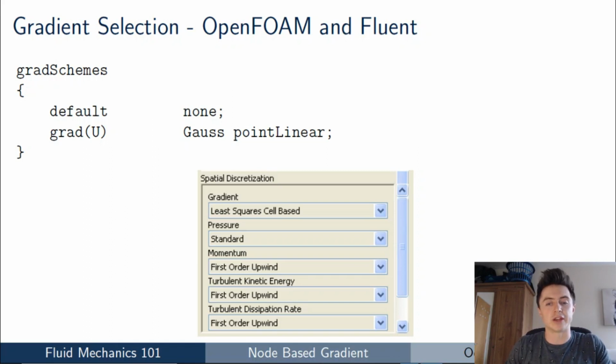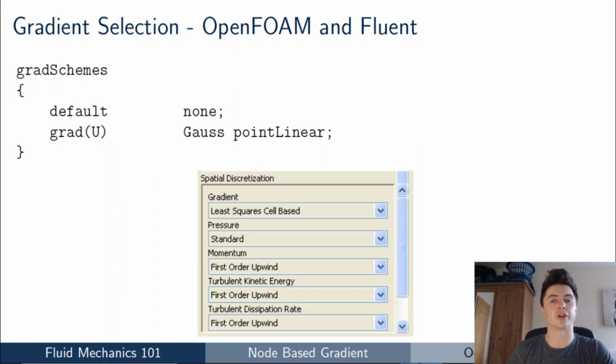And in the screenshot there, you can also see the top drop-down menu is where you select the gradient scheme in ANSYS Fluent. And in this case, a least squares cell-based gradient was used. So in most CFD codes, you have to select the type of gradient scheme that you'd like to use.